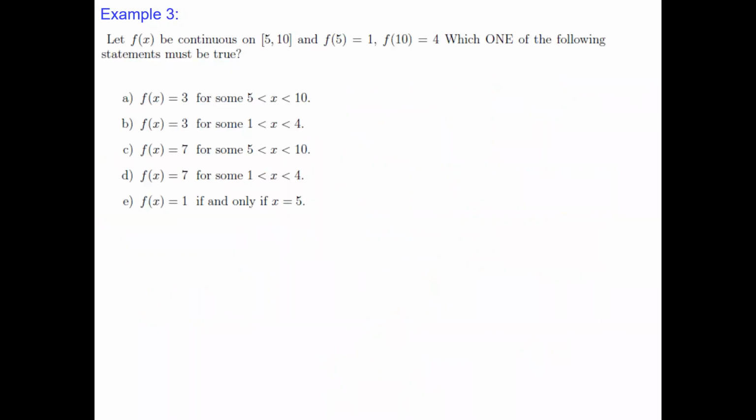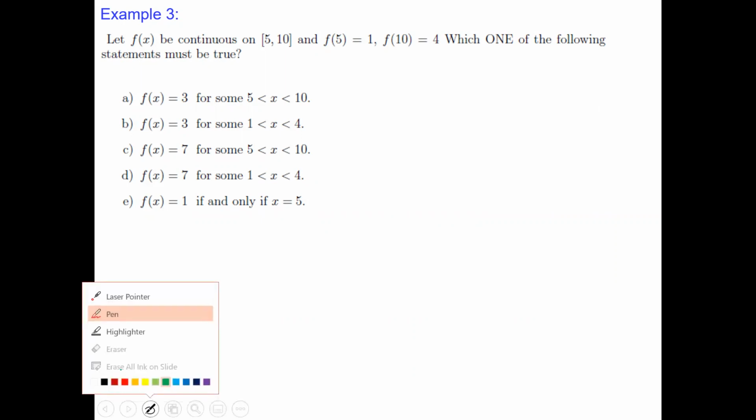Let's check. Also multiple choice. One option is correct. Let f of x be a continuous function on 5 to 10. The value at 5 is 1, the value at 10 is 4. Which one of the following statements must be true?